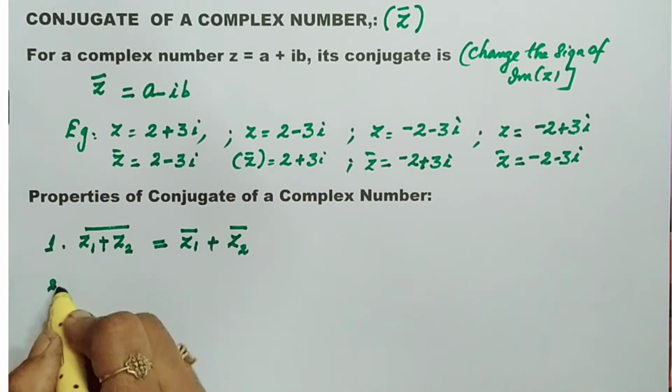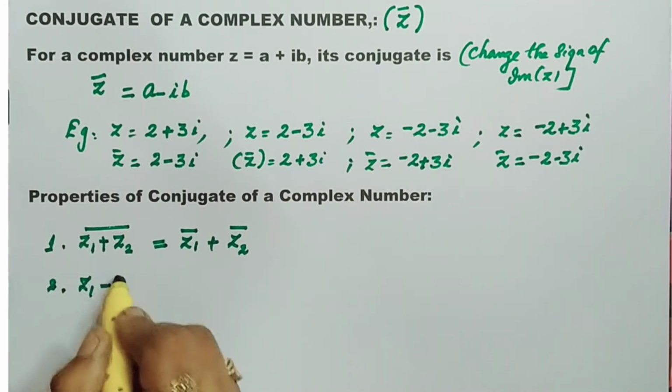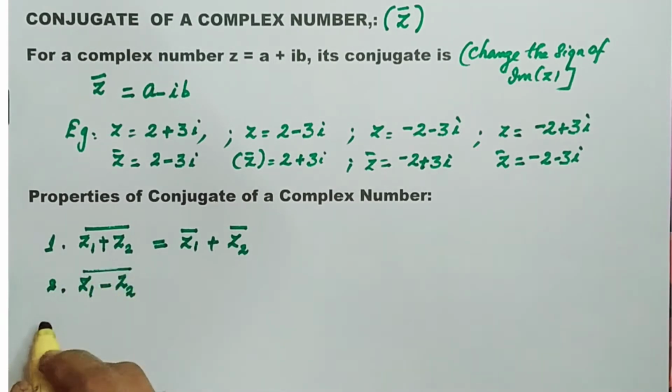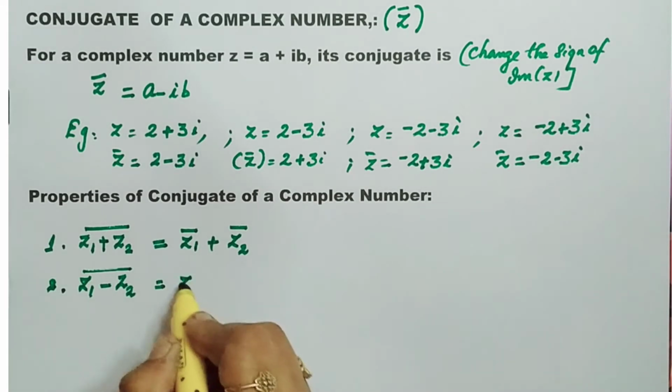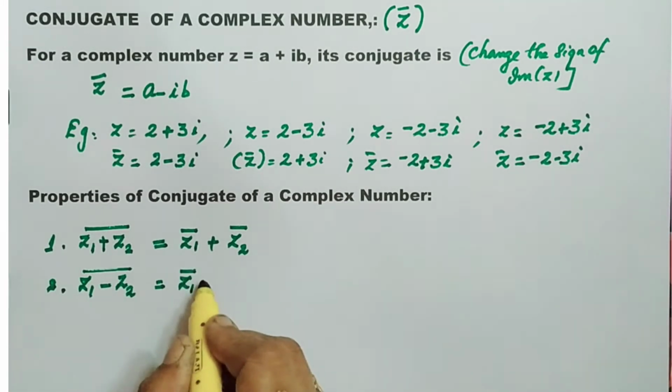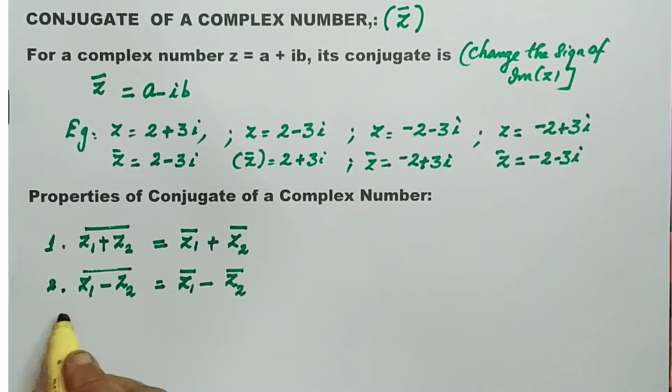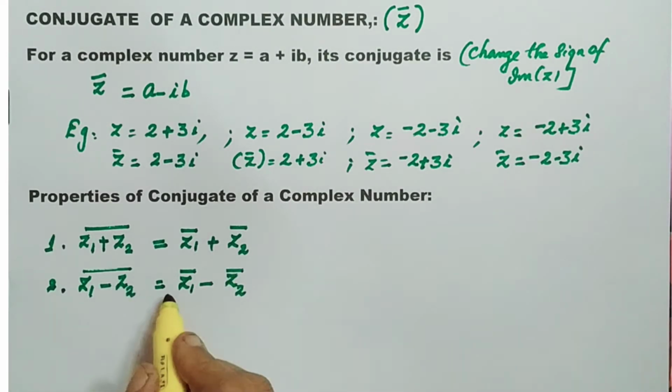The second property states that for z1 minus z2, that is the difference of two complex numbers, finding the conjugate is equal to finding the conjugate of the first complex number minus the conjugate of the second complex number. That is, z1 minus z2 the whole bar equals z1 bar minus z2 bar.